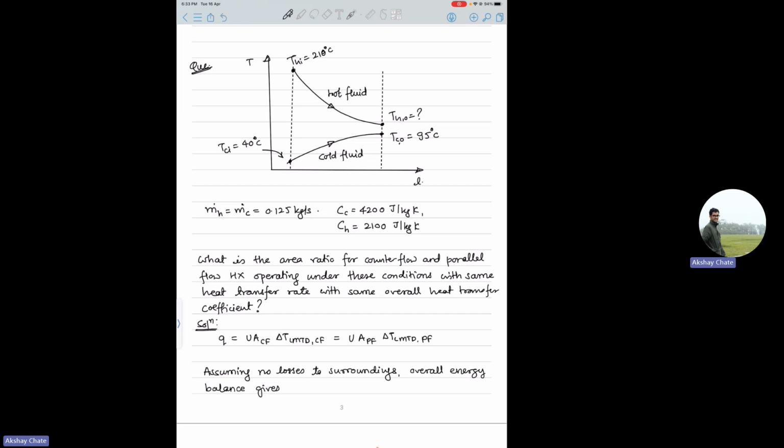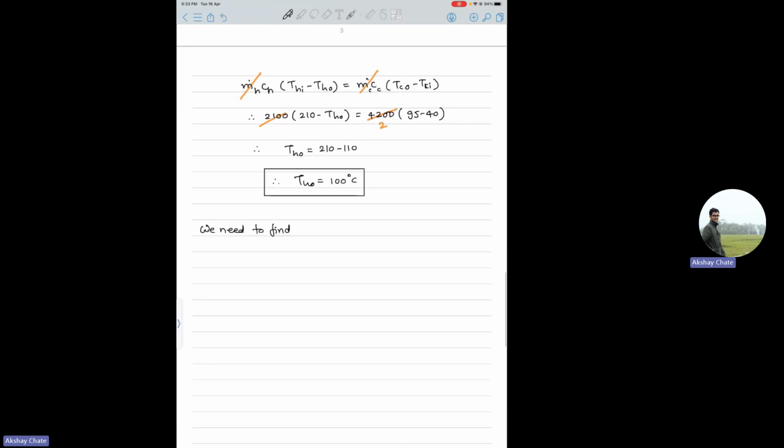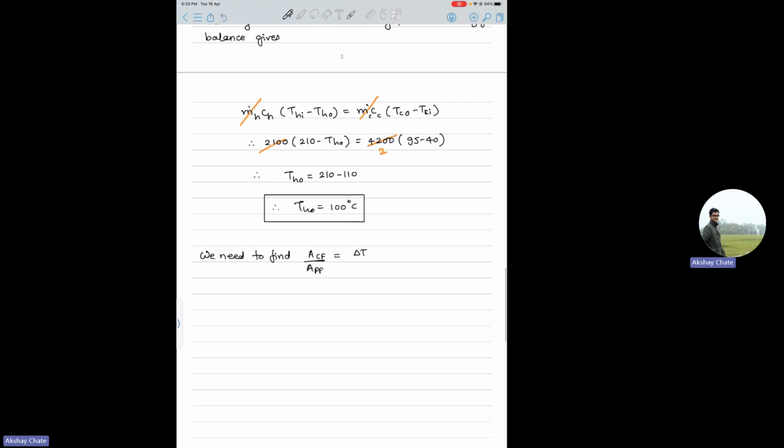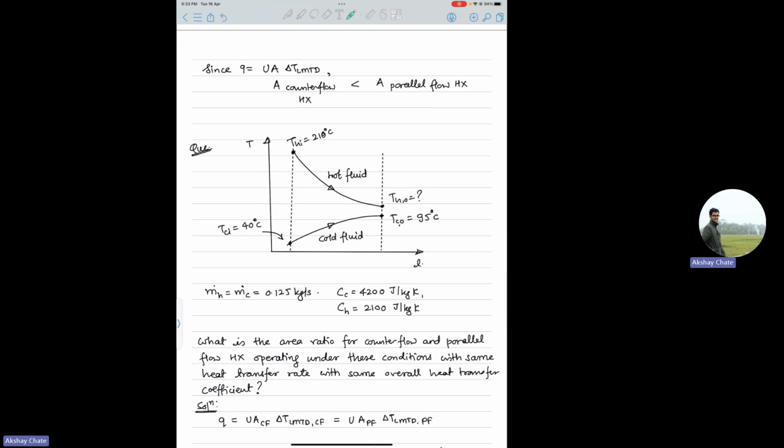Basically we need to find the area ratio, right? The area ratio of counter flow by parallel flow is what we have been asked, and that is equal to delta T LMTD for parallel flow divided by delta T LMTD for counter flow. In the question, the variation given is for parallel flow. Even though it was not mentioned clearly, you should know from the variation that it is for a parallel flow heat exchanger, right?